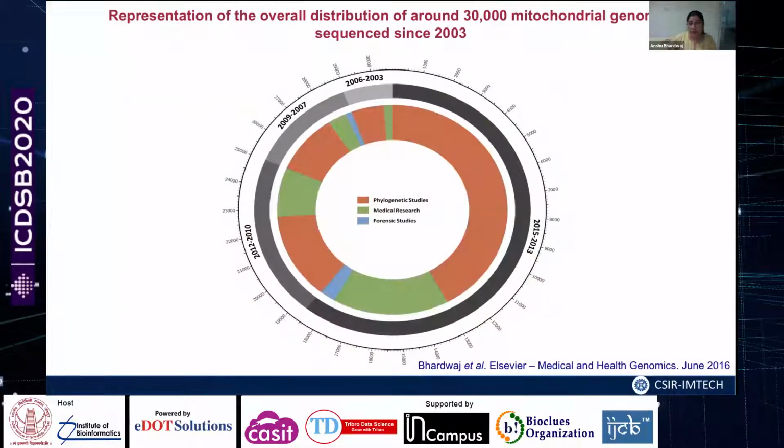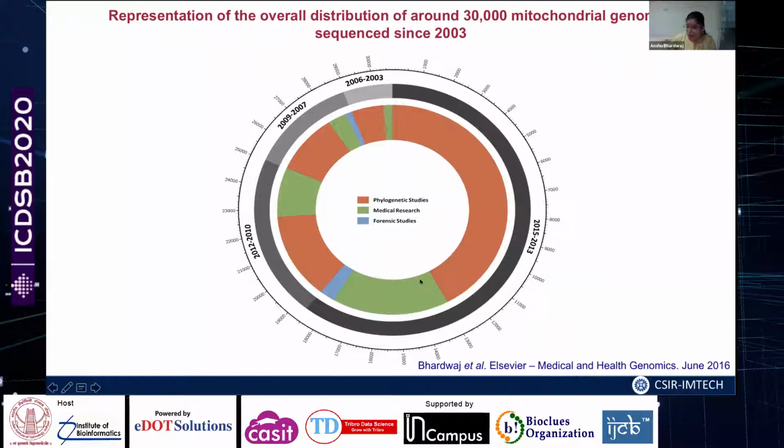Mitochondria is responsible for several diseases. And if you see this graph, we did a representation a few years ago in our paper. We have showed that in the past 15 years, the application of mitochondrial DNA sequencing in medical research, as you can see by the increasing width of this green bar, is increasing over time.